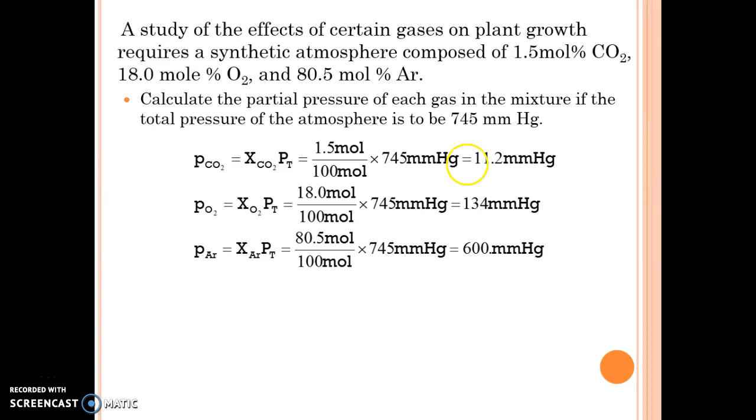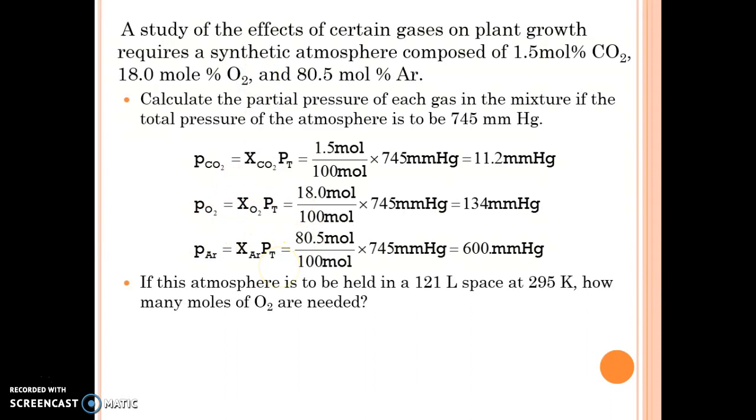Since most of the gas is argon, most of the pressure is coming from argon, and CO2 makes up just a very small quantity. Now you can also do this as a true fraction. Out of 1, move the decimal place over, this would be 0.015 moles of CO2 out of 1, 0.18, and 0.805 out of 1 for these.